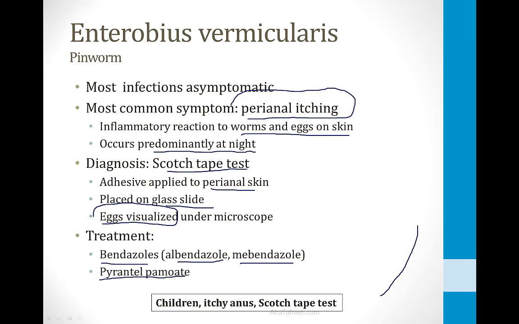And what I'm going to try to write at the bottom of all these slides for you are 3 or 4 buzzwords to remember about each infection. And the thing to remember about Enterobius is that it occurs in children, it gives them an itchy anus, and it has the Scotch tape test. If you know these 3 things, you will likely be able to identify it in a board question.